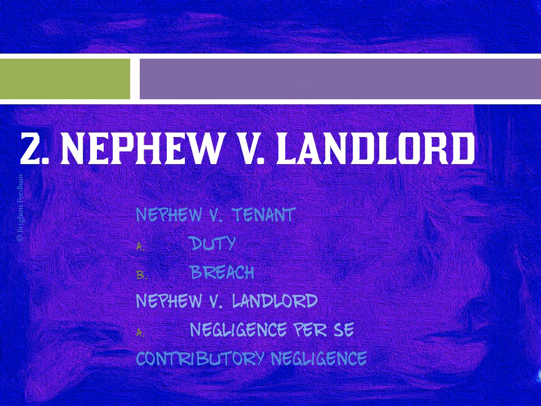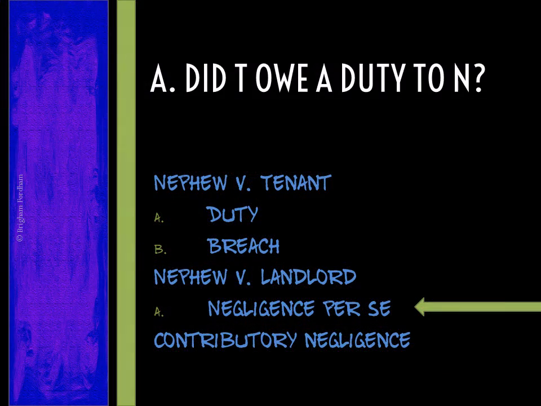Okay, now we go on to the second question, which is whether nephew is likely to prevail against landlord. Here, instead of doing duty and breach, we're going to dive right into negligence per se. So there we have it. Did T owe a duty to N, and was it breached through negligence per se? Negligence per se, as you'll recall, takes care of duty and breach. So if you can establish negligence per se, you don't have to worry about the duty and breach.